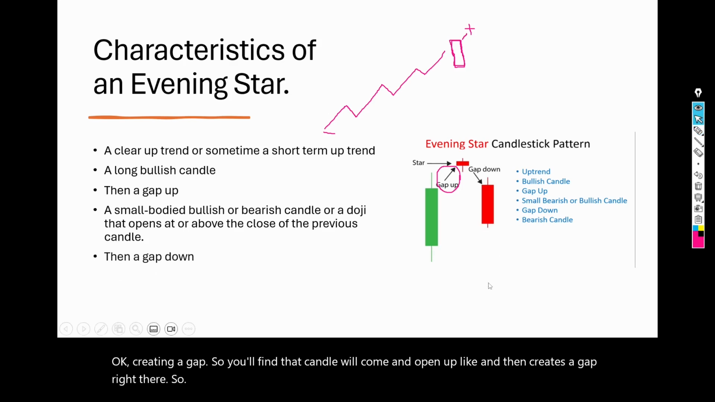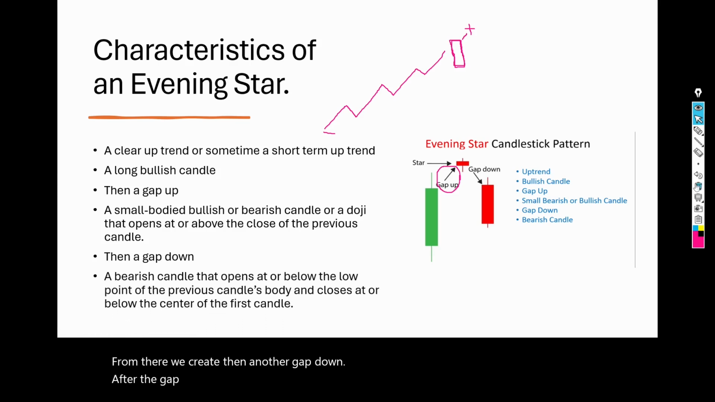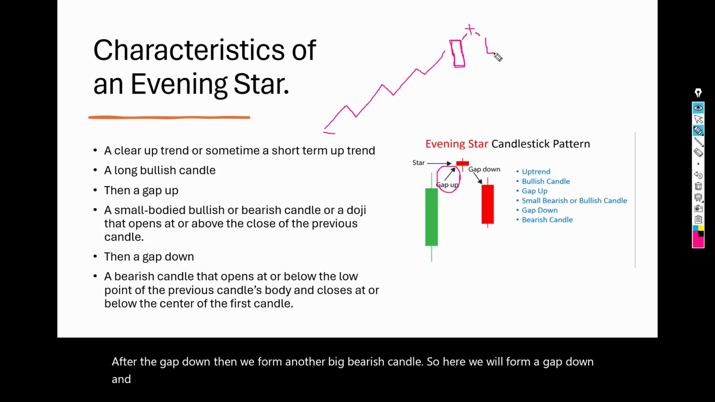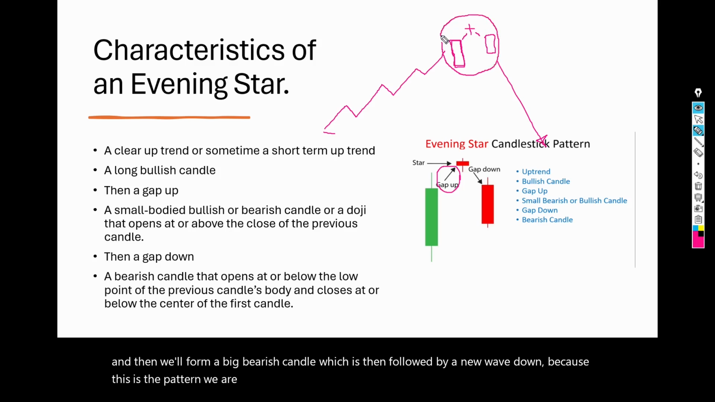So from there we create another gap down. After the gap down, we form another big bearish candle. So here we form a gap down, and then we form a big bearish candle, which is then followed by a new wave down, because this is the pattern we are looking at, the evening star pattern.